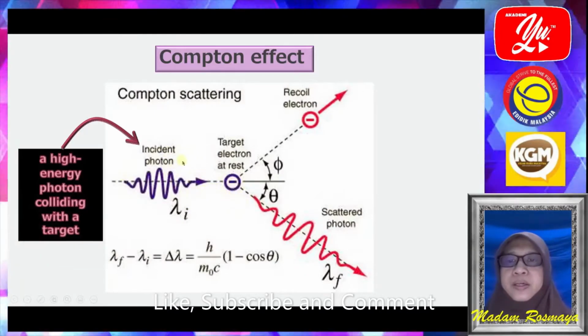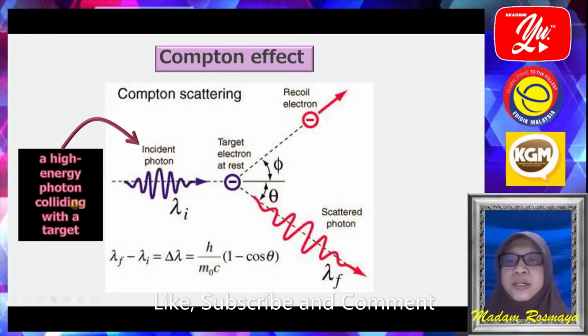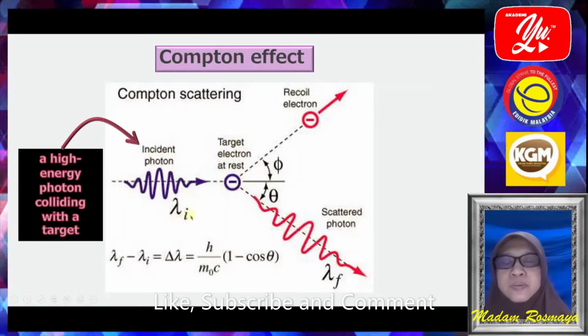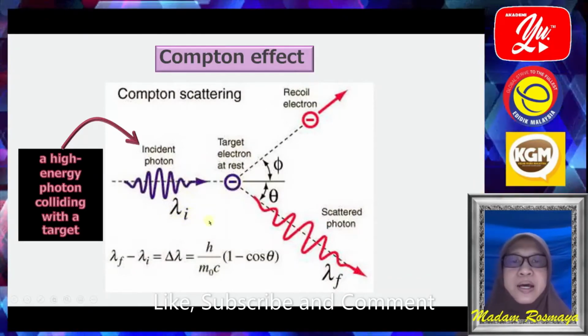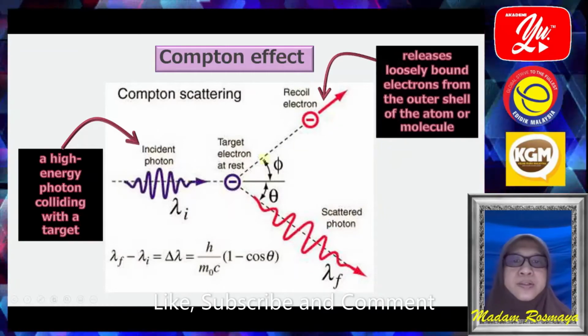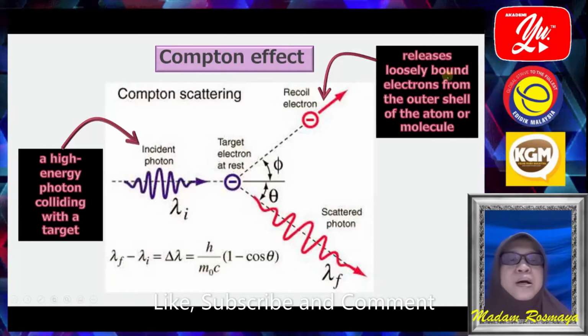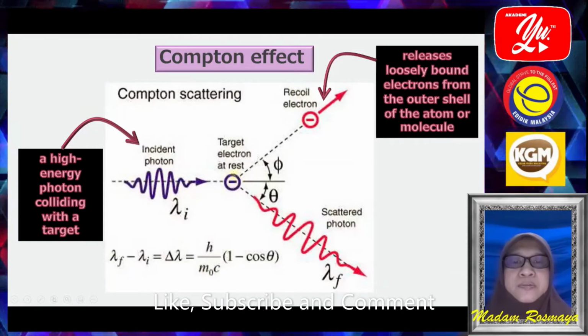diagram. Okay, so this is an incident photon, a high energy photon, colliding with a target here. The target is the electron at rest. The incident photon has the initial wavelength lambda i. After it hits the electron, the recoiled electron is released. It releases loosely bound electrons from the outer shell of the atom or molecule, from the target atom here.